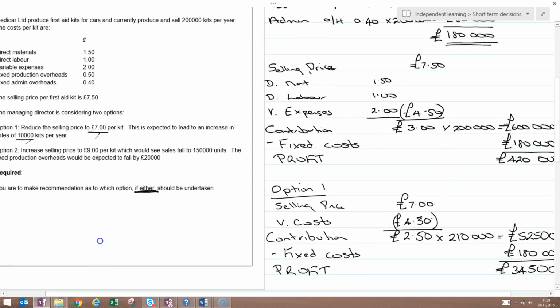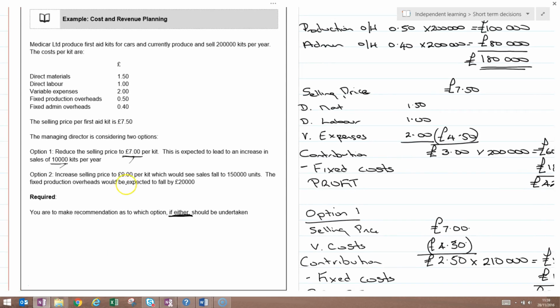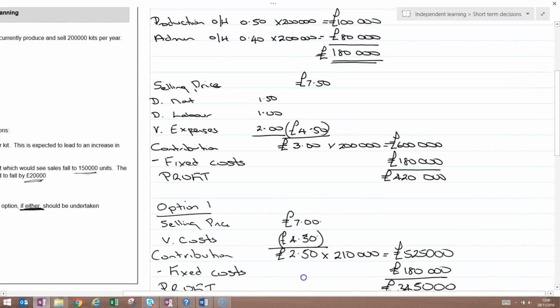So what about option 2? We increase the selling price to £9. Based on that, we would expect our sales to fall to 150,000 units. Also, we're expecting our overheads to fall by 20,000. We're not told that the variable costs are going to change, so they're going to remain at £4.50 a unit. So we do the same sort of calculations.